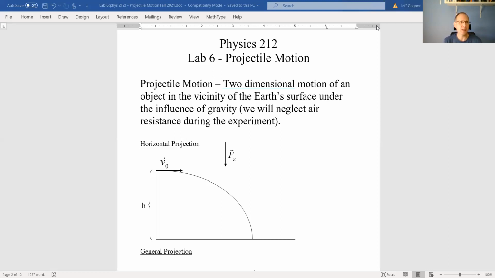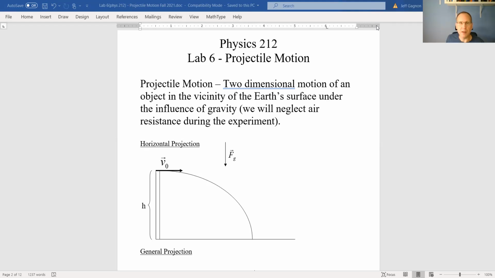So projectile motion is essentially motion of a projectile, right? An object that's being launched, usually at some angle, although it could be horizontally, at a certain height above the ground. And it's the motion of the object when it's just in the vicinity of the Earth's surface, right? Under the influence of gravity. And as usual, we're going to ignore the drag force, the air resistance force. We're going to assume that's negligible.